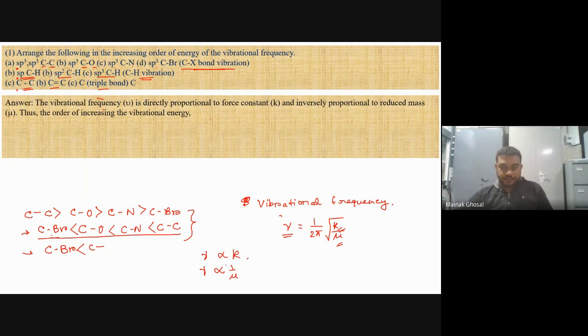Now you see what I have written here, that the frequency is directly proportional to the force constant and inversely proportional to the reduced mass. Now the first thing that comes is that these four you need to find, the C-X bond vibration. So here the major factor will be mu. Why mu? Because mu is the reduced mass.